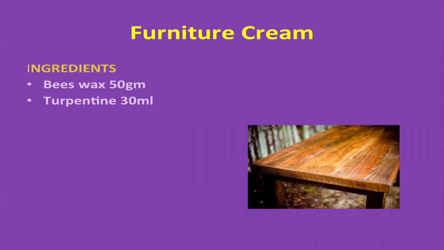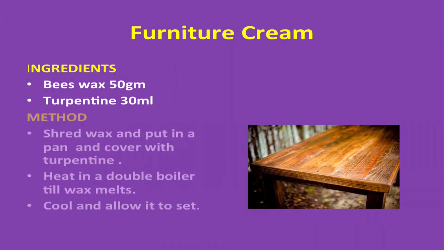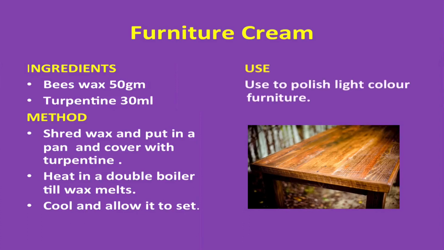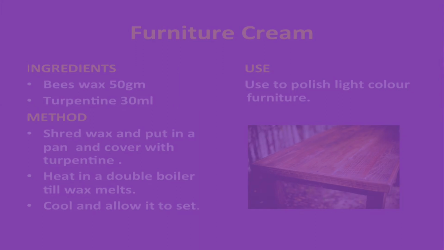Furniture cream. The ingredients are beeswax 50 gram, turpentine 30 ml. The method for making it: shred wax and put it in a pan and cover with turpentine. Heat in a double boiler till wax melts. Cool and allow it to set. The use for it: it's used to polish light color furniture.